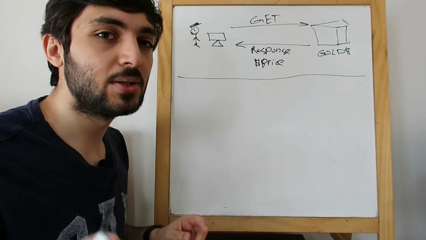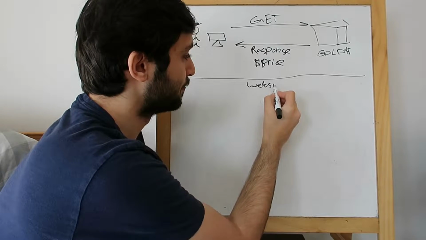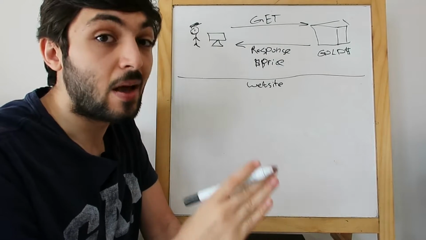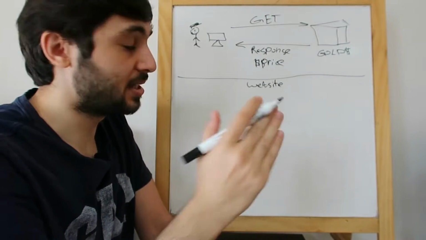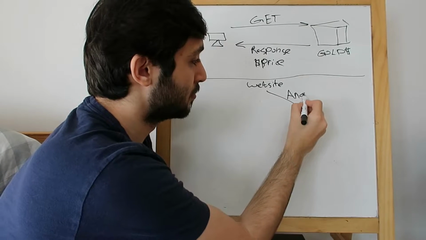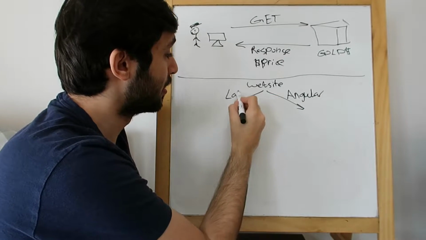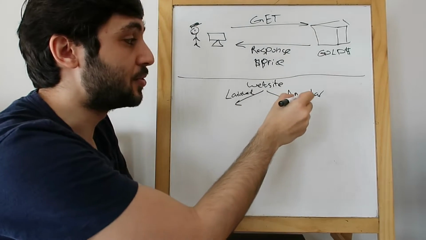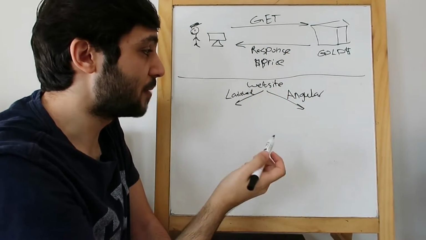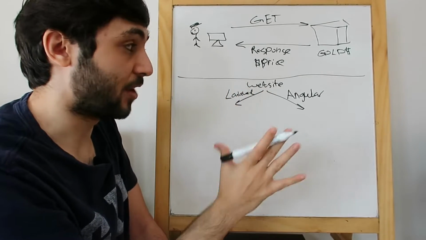Here you want to develop a website. Let's say that we have a website, and you want to divide your code into two parts. One is for the front end and the other one is the back end. Let's say that here you are using Angular, and here you are using Laravel, or you can also use Vue.js or React or plain vanilla JavaScript. You can use anything you want. It's not only with these frameworks.